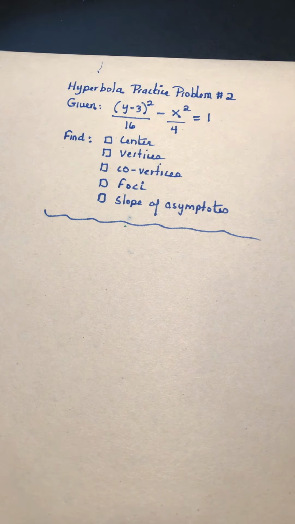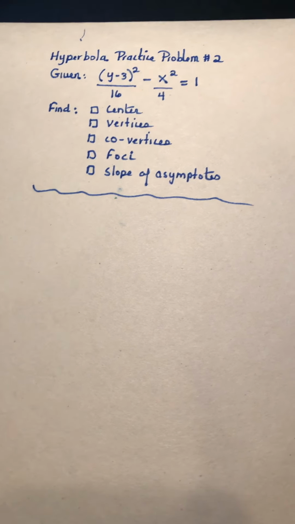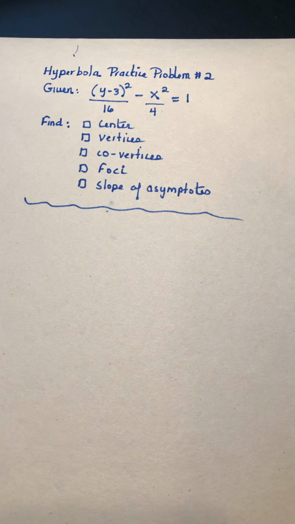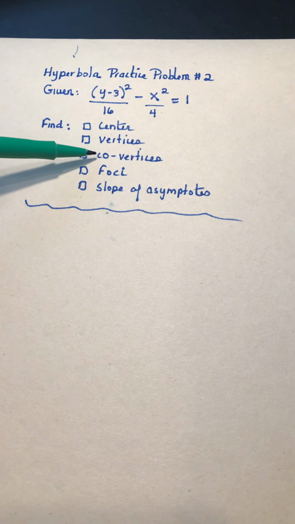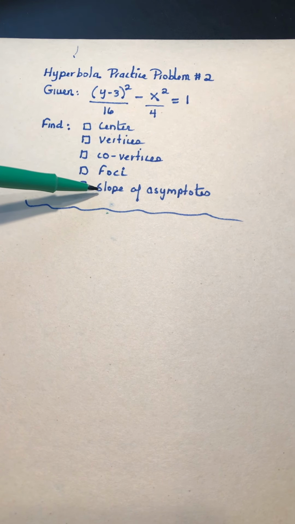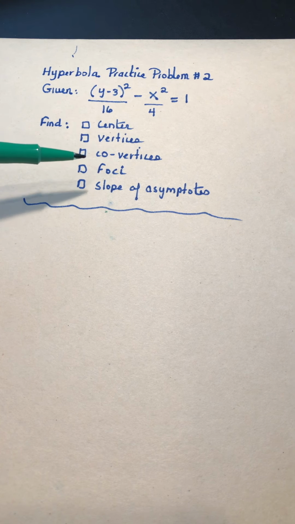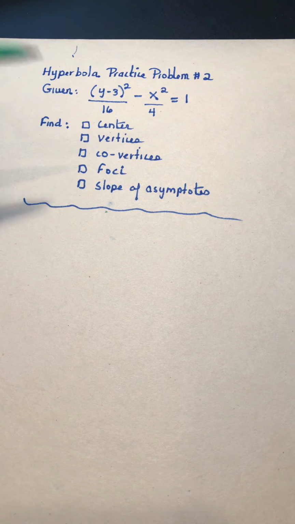Welcome to Hyperbola practice problem number 2. And just like in the last video, I would encourage you to copy down the problem. And if you're feeling up for a challenge, pause the video and see if on your own you can find the center, the vertices, the co-vertices, the foci, and the slope of the asymptotes. And then you can replay the video to check your answer, okay? Or you can work with me to try to find these together.